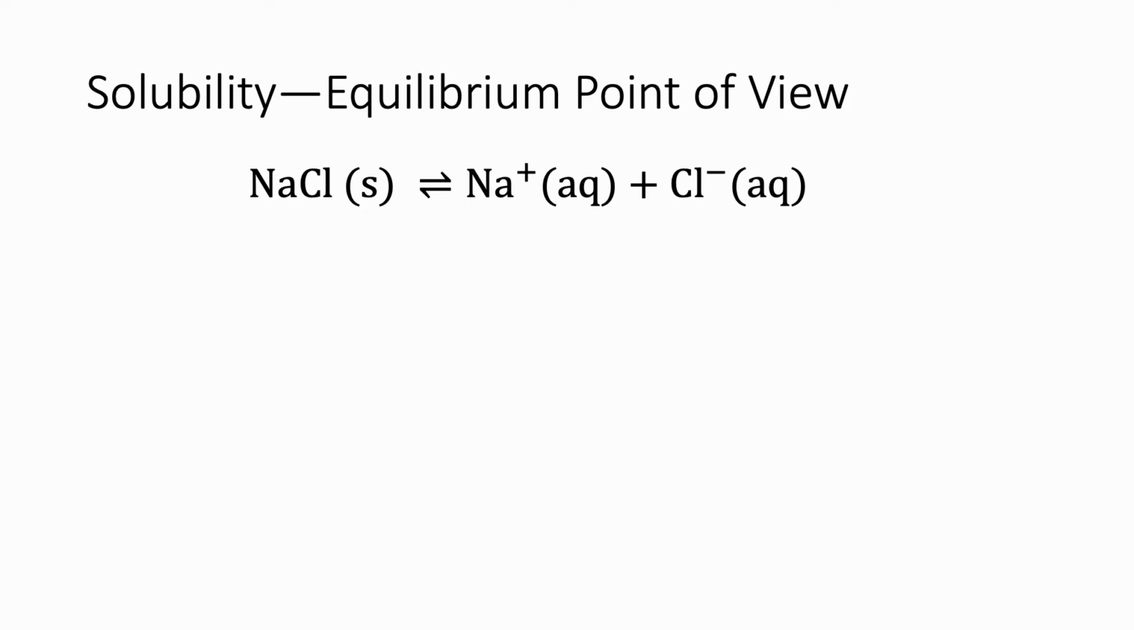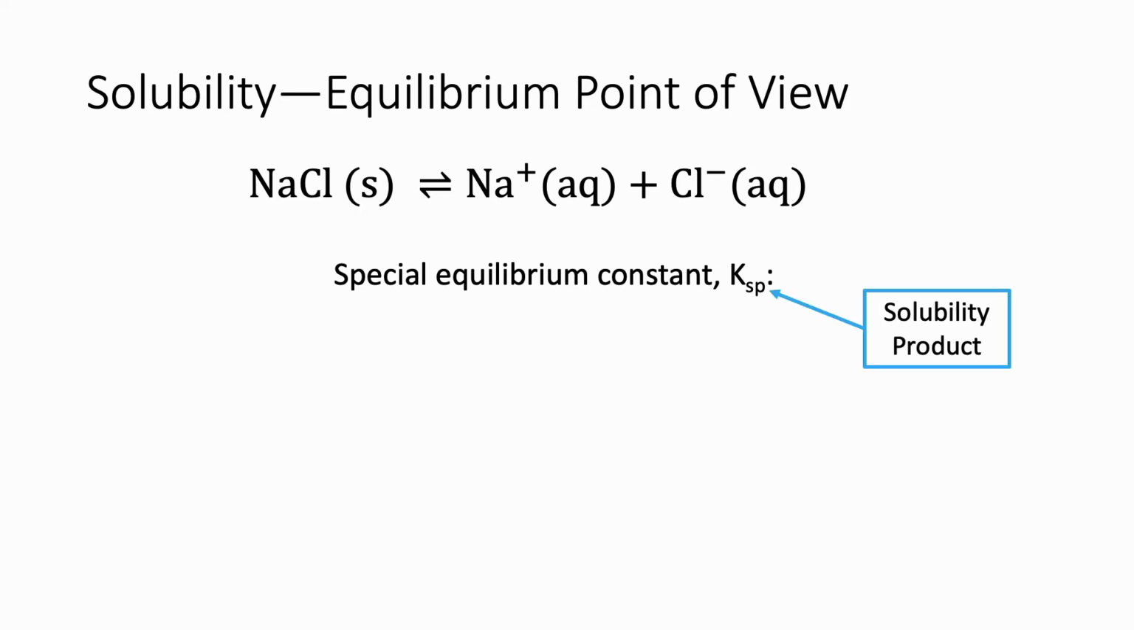We could write an equilibrium constant for this particular reaction. This is going to be a special equilibrium constant that we are going to call KSP. SP stands for solubility product, and I'll explain that more in a little bit. But think about what's going to go into this equilibrium constant. We're going to have our sodium concentrations and our chloride concentrations on the top. And then what normally goes on bottom is the reactant concentrations, but we just have a solid. So our KSP is just going to be sodium ion concentrations times chloride ion concentrations.